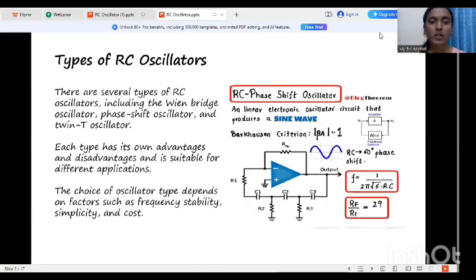Types of RC oscillator. There are several types of RC oscillator, including Wien bridge oscillator, phase shift oscillator, and twin T oscillator. Each type has its own advantages and disadvantages and is suitable for different applications. The choice of oscillator type depends on factors such as frequency stability, simplicity, and cost. It is a linear electronic oscillator circuit that produces a sine wave, with formula f = 1 / (2π√6 RC).